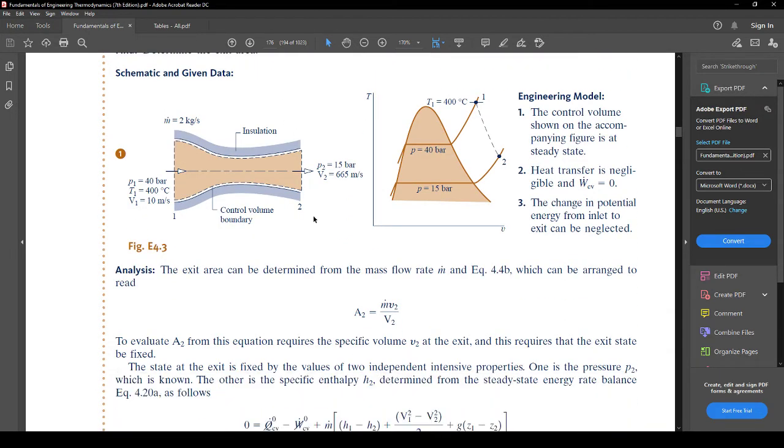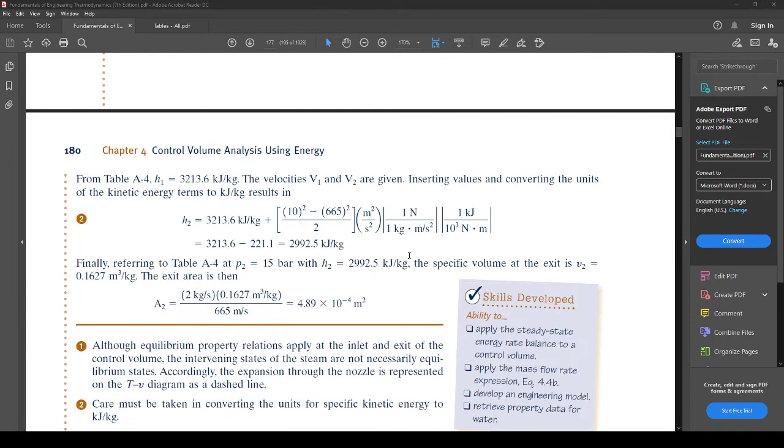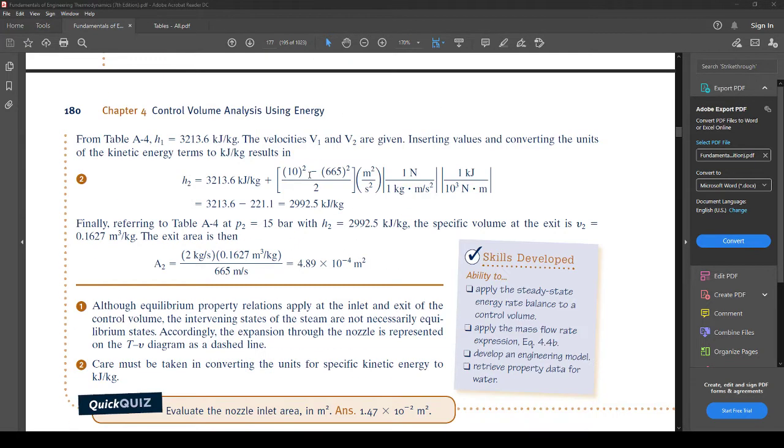So essentially what they did in this question was similar to our question, except that you needed this. So we needed to find specific volume. We have velocity too, and we know this, so you could find area. That was the only difference between the questions. They just asked something different at the end. But it's the same exact process.